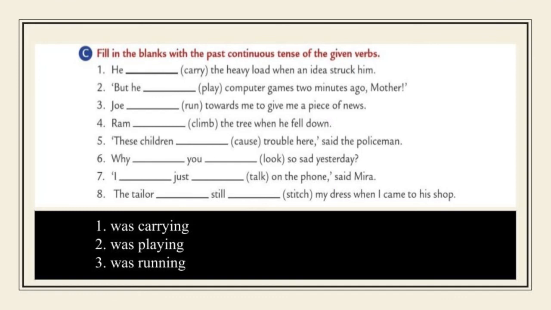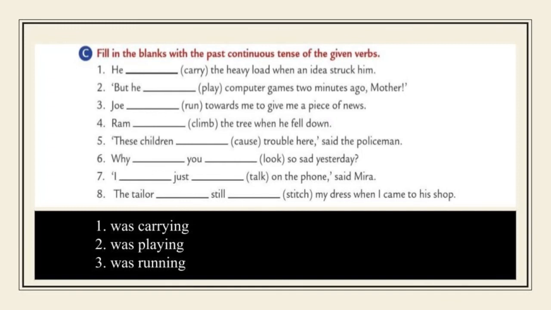Second one, Rahul dash computer games 2 minutes ago. The given verb is play. What is the third person singular? He. What do we have to add? Was playing. We have to add ing to the main verb. Rahul was playing the computer games 2 minutes ago.